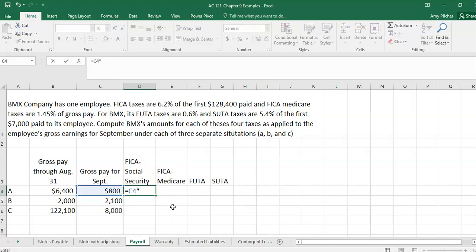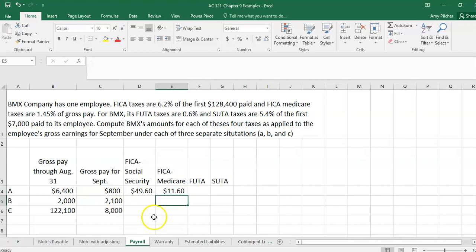So we take 800 times 6.2% to figure out what our Social Security withholding is. For Medicare, we take our pay of $800 times 1.45%. And that is the rate of Medicare withholding from our paycheck.